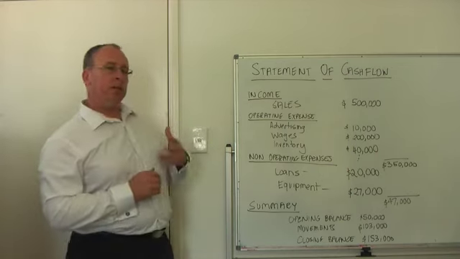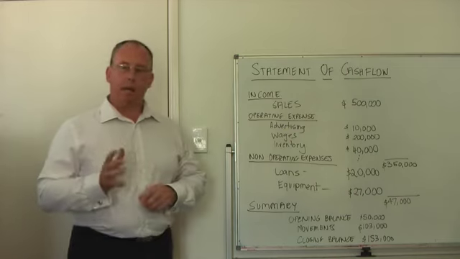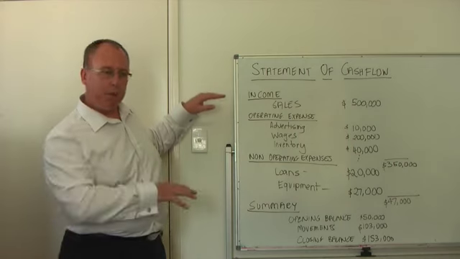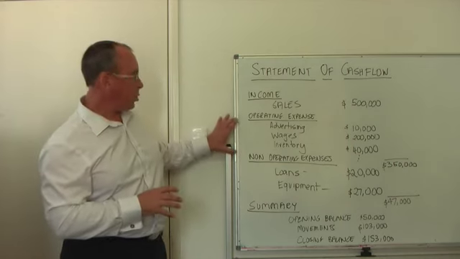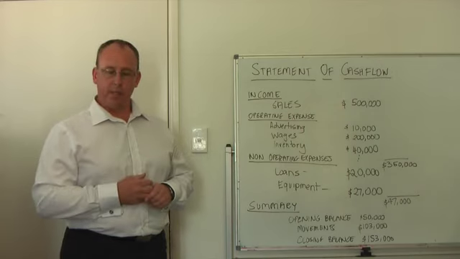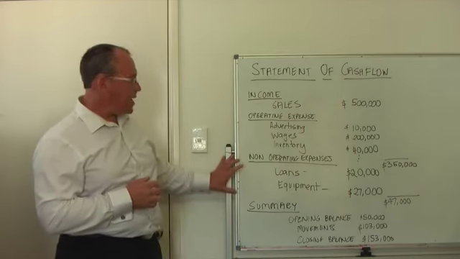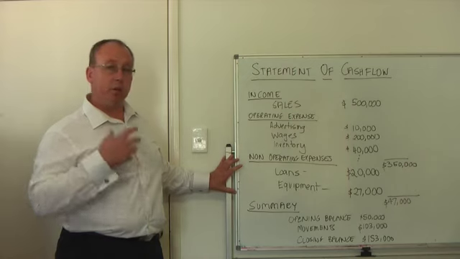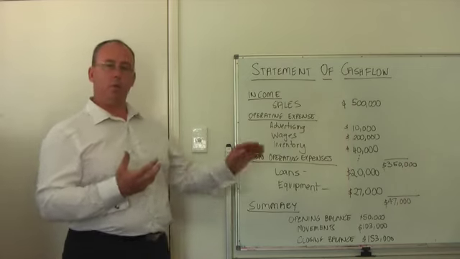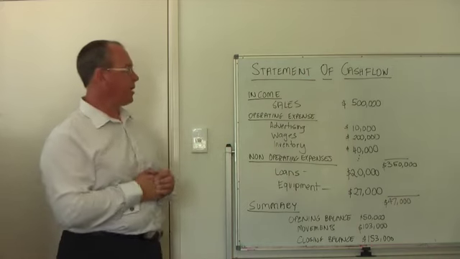The statement of cash flow is divided into three different areas. Number one is your income, where the money comes in, where the cash flows in. Number two is the expenses that are associated with operating your business. Number three, expenses that are associated with the non-operation of your business. And then finally, it pulls it all together with a bit of a summary. So let's go through the example.